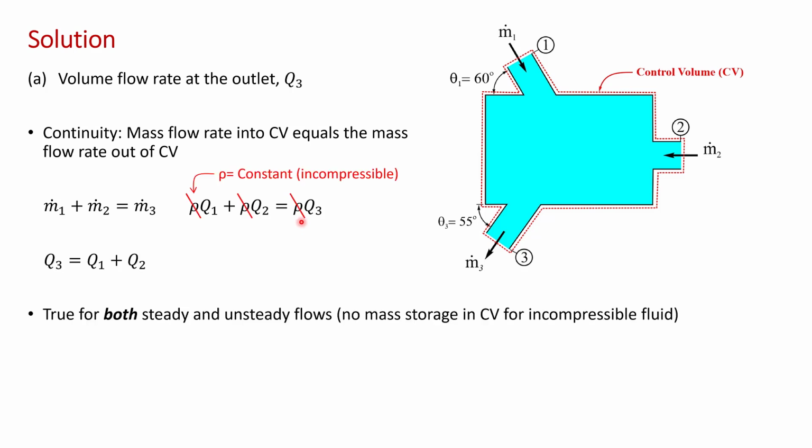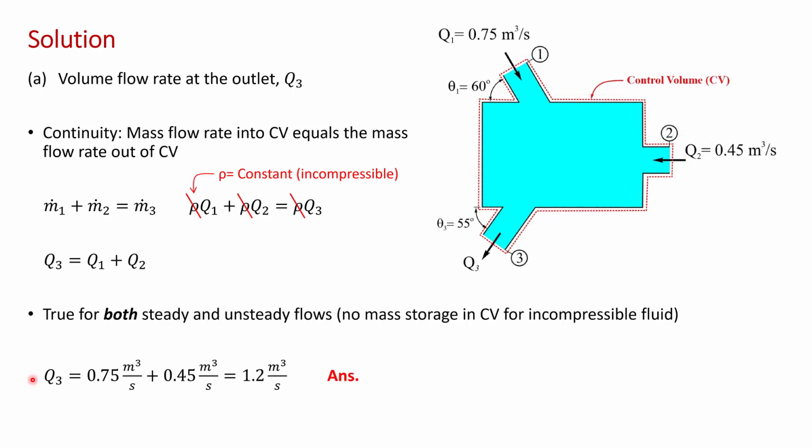In this problem, the fluid is water, which is incompressible, so density is a constant, which we can cancel in all the terms. So rearranging, we get that Q3, the exit flow rate, is the sum of the inlet flow rates, Q1 plus Q2. As a side note, you should recognize that for the current problem, this would be true for either steady or unsteady flow because the fluid is incompressible. The mass flow rate in must equal the mass flow rate out since there can't be any mass storage of an incompressible fluid inside a control volume of fixed size.